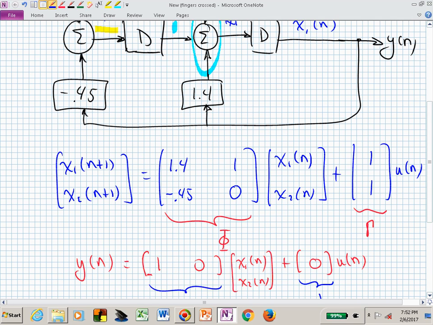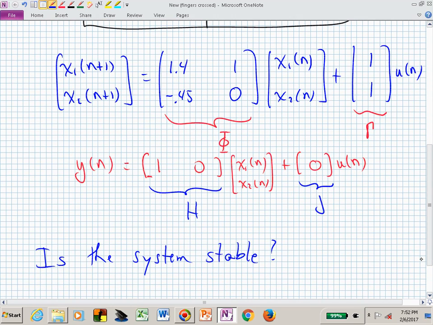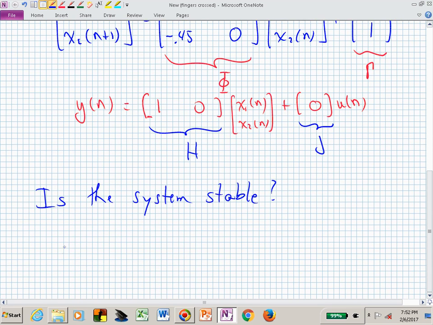Is this system stable? And how would I determine stability of this system? I need to find the eigenvalues of what? I need to find the eigenvalues of my system matrix, which is the phi matrix, the capital Phi matrix. How many eigenvalues or poles do I have in this system? It's a second order system, so I am looking for 2 poles.